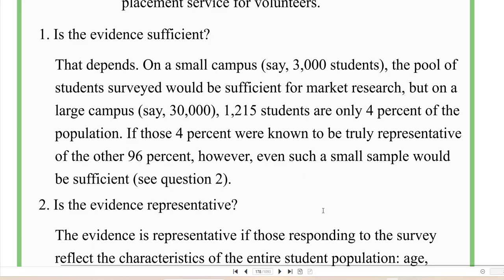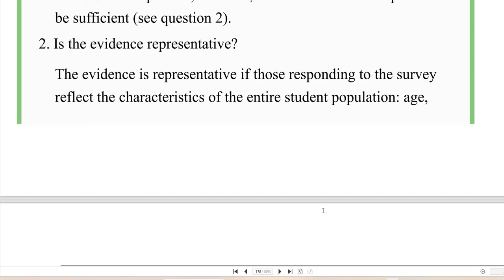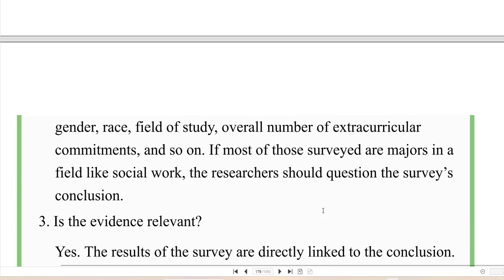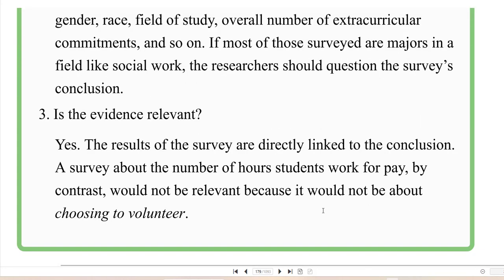If those 4% were known to be truly representative of the other 96%, however, even such a small sample would be sufficient. Is the evidence representative? The evidence is representative if those responding to the survey reflect the characteristics of the entire student population: age, gender, race, field of study, overall number of extracurricular commitments, and so on. If most of those surveyed are majors in a field like social work, the researchers should question the survey's conclusion.